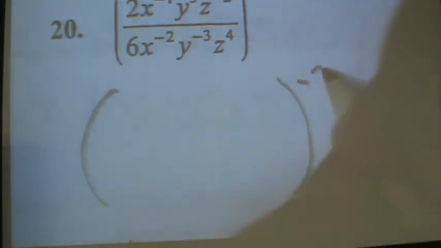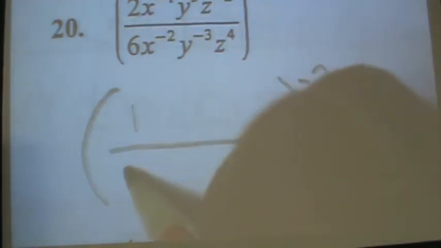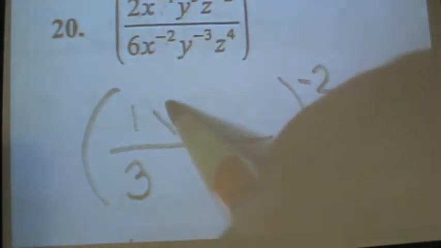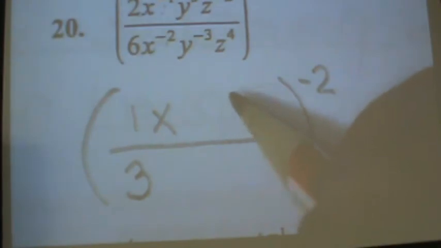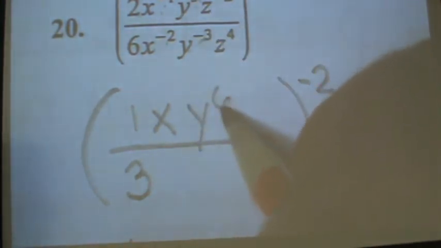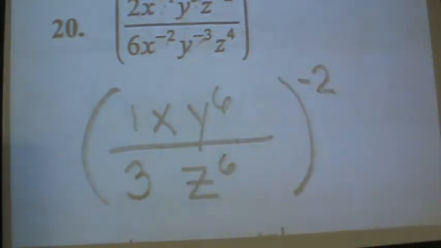Number 20. Let's first deal with what's in the parentheses here, before we raise everything to the -2 power. For 2 and 6, 2 goes into 6 3 times, so this is really 1/3. Now these two are going to flip-flop. X squared is going to be on top, x to the first, so when you simplify it, you get x to the first. This y to the -3 is going to come up here, so it's going to give us y to the 6th. And this z to the -2 is going to come down here and be z to the 6th.